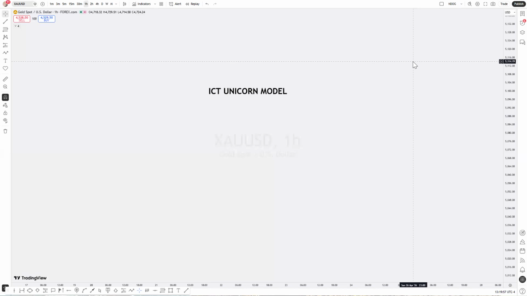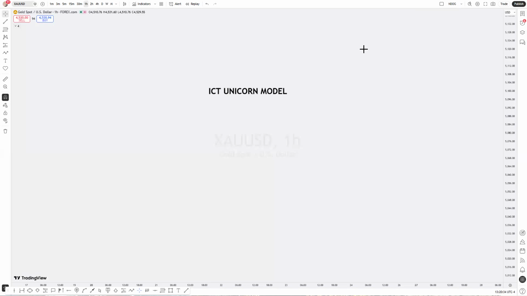Now, the whole idea behind the unicorn model is that smart money is trapping traders, then moving price with strong intent. Basically, the market is giving a false move, a false break of structure, a false idea, and reversing against the retail traders following that false idea. You understand? So how does it form?